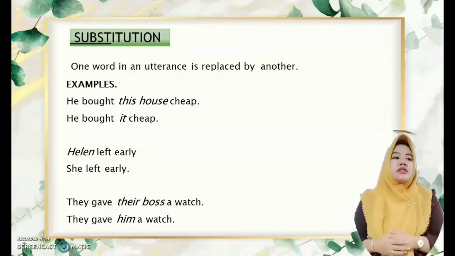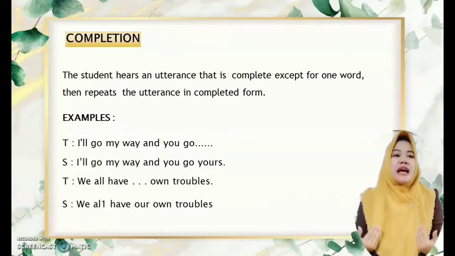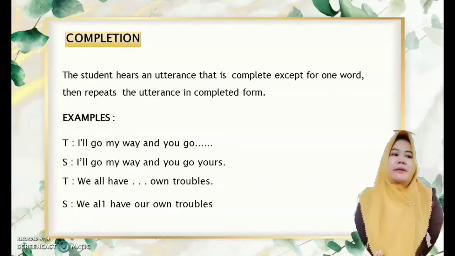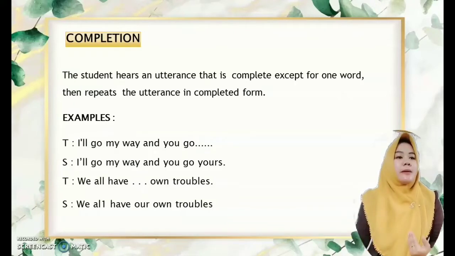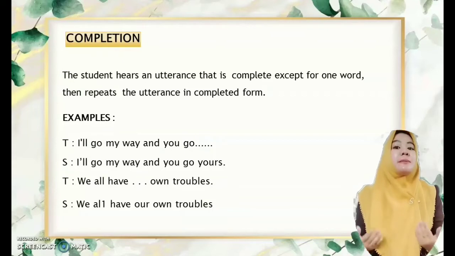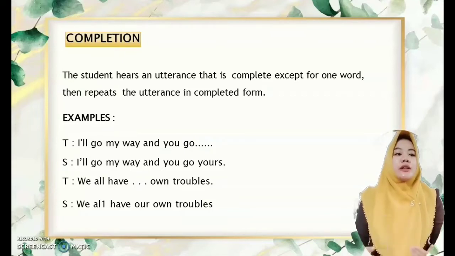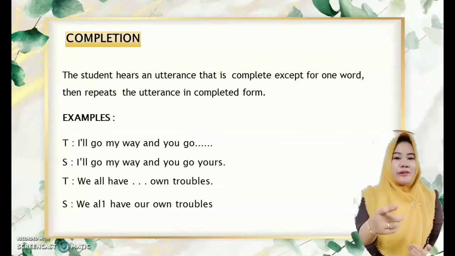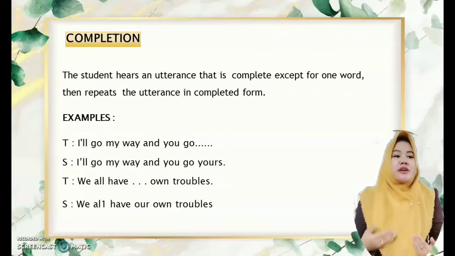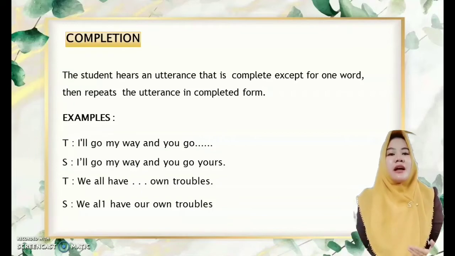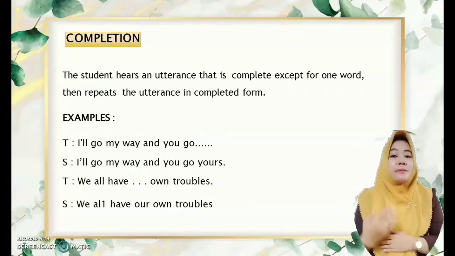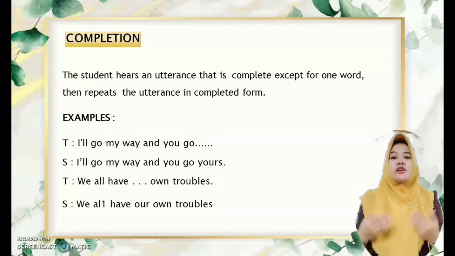And then completion. The student hears an utterance that is complete except for one word, then repeats the utterance in completed form. Let's see the examples. The teacher says, "I will go my way and you go blah blah blah." And the students repeat and complete the sentence: "I will go my way and you go yours." And then the teacher says, "We all have blah blah own troubles." The students repeat and complete the sentence: "We all have our own troubles."